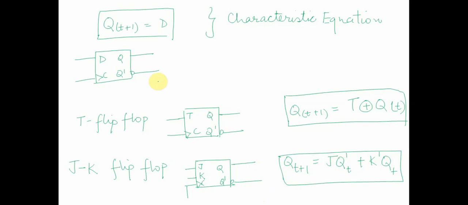So in terms of the characteristic table, the operation of the D flip-flop is like this: D and Q(t+1). If D is 0, output is 0, which is like a reset operation. If D is 1, output is 1, which is like a set operation. Doing a similar thing for the T flip-flop, where Q(t+1) is equal to T XOR Q(t). This is a T flip-flop.